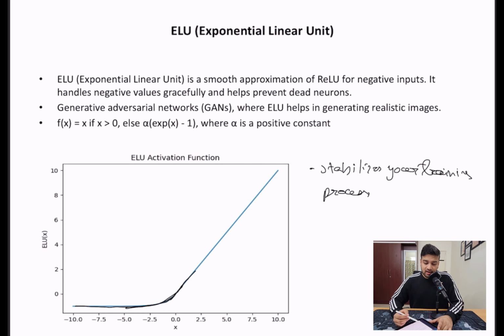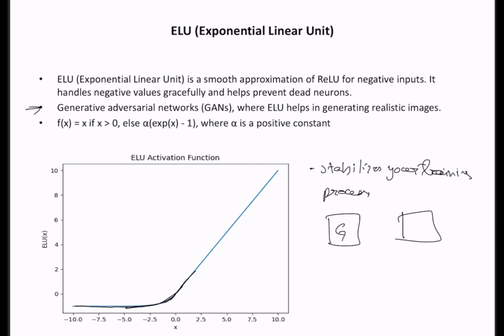So let us see where ELU helps. The main application of ELU that we have seen is in generative adversarial networks. Generative adversarial networks use ELU because it helps in generating realistic images. So what does that mean, right? Let us first very briefly understand what generative adversarial networks are. It is basically a two-party model where you have a generator and a discriminator. The discriminator you can think of as a cop, right? And this is a fraud person.